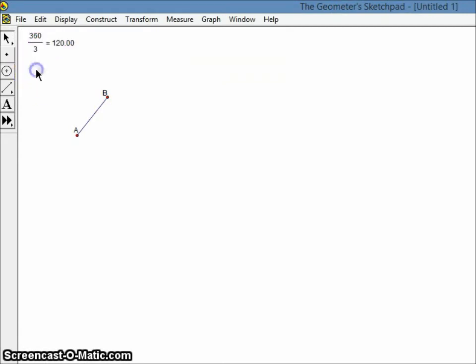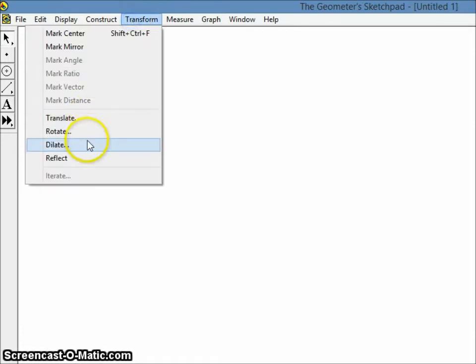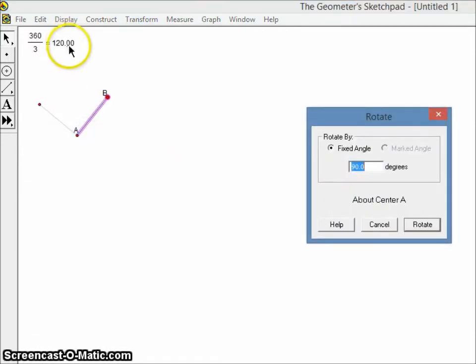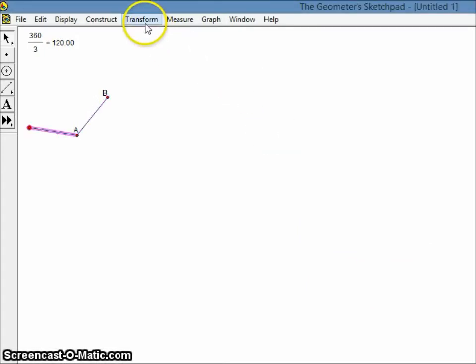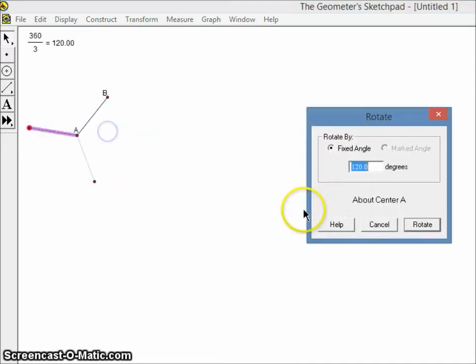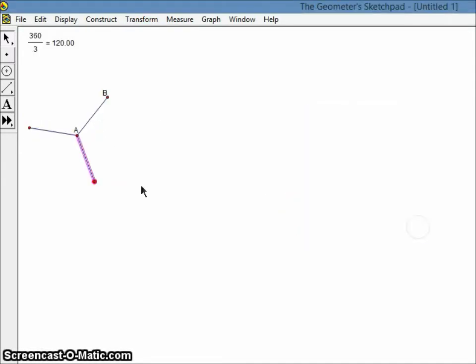Okay, I'm going to leave that over there, click off. Now, selecting this, we're going to have to mark our center. Good, it chose the right one, it chose A. We're going to rotate this now 120 degrees around A. And we're going to do the same thing again. From there, we're going to rotate 120 degrees around A. So that's given us this point here, which is B prime, and that's our B double prime.